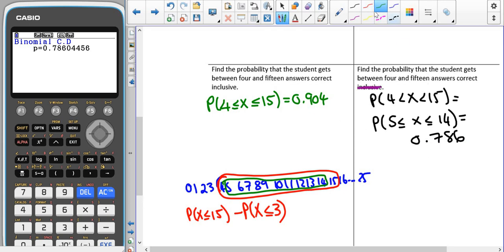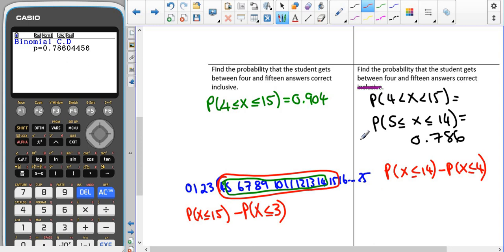Again, if you do have the old calculator, instead, we're going to be doing the biggest one that we want, which is x being less than or equal to 14, minus the biggest one that we don't want, which is x being less than or equal to 4. Take them away in the normal part of your calculator, and that should also give you 0.786.